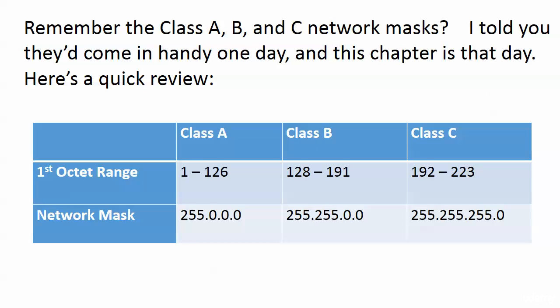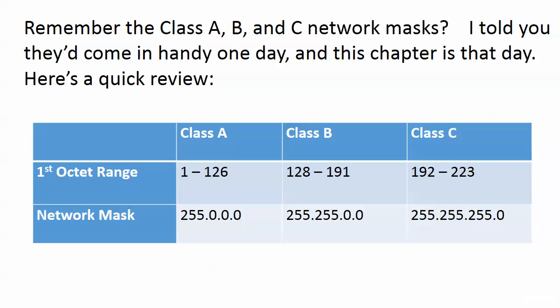Class B, that first octet range is 128 through 191. The network mask is /16. And Class C, that first octet range 192 through 223, and the network mask being a /24, or of course 255.255.255.0. See, it is a lot easier to say /24.